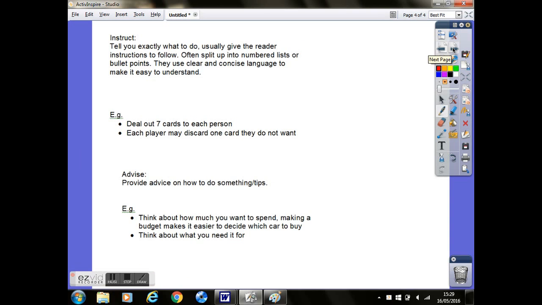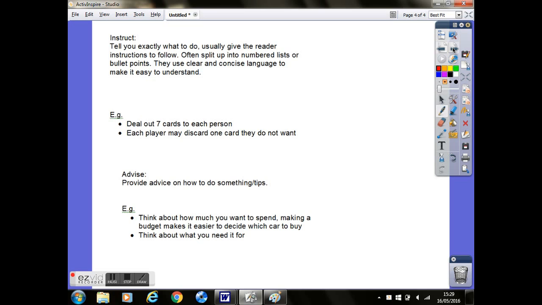And then the last two, so we've got to instruct. This will tell you exactly what to do, and it will usually give you specific instructions to follow. So a bit like information, it does what it says on the tin, this one. So it'll often split the information up into numbered lists or bullet points, and they'll use really clear and short, concise language just to make it easier to understand. So they don't want to give you a lot of text if it's something important you need to know how to do quickly.